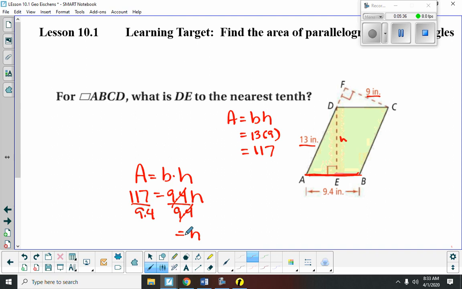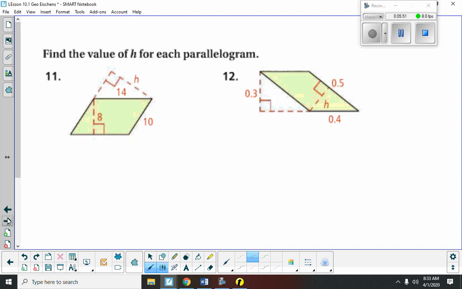So h equals 117 divided by 9.4, which is approximately 12.4, and that would be inches. So there's your answer. Let's just do one more problem like that.